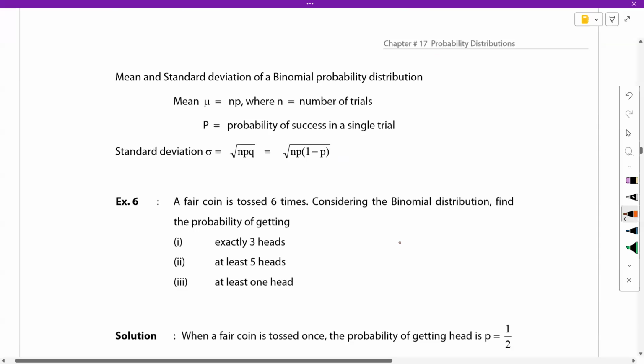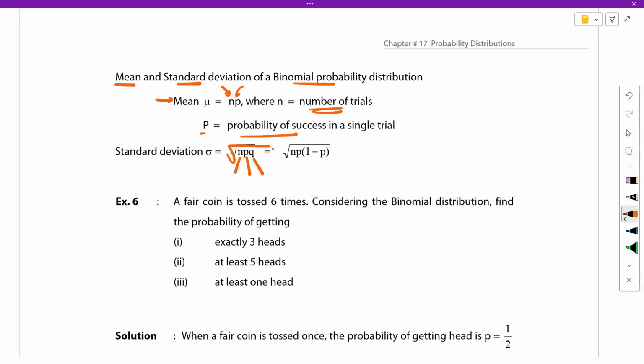And the formulas: there are two things, the mean and the standard deviation of a binomial probability distribution. To calculate the mean, it's very simple and straightforward: N, the number of trials, times P, the probability of success. For the standard deviation, take N number of trials times probability of success times probability of failure, and get the square root. That's the standard deviation.